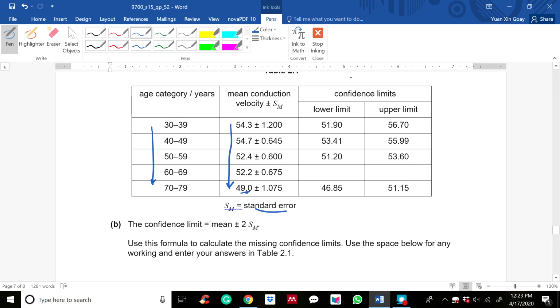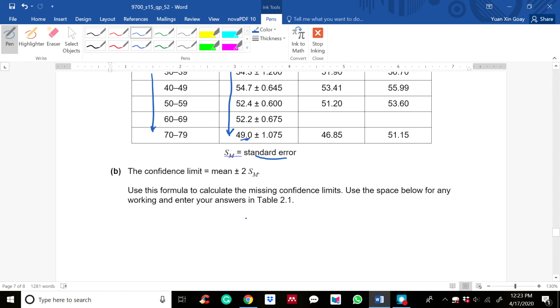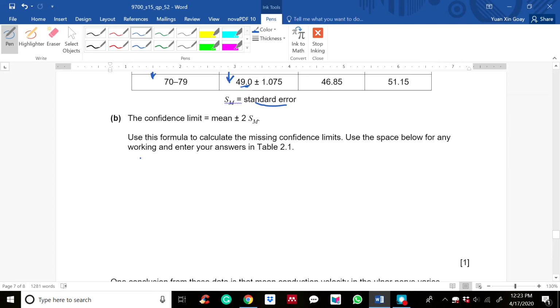The confidence limit is equal to mean plus and minus 2 standard error. Using this formula to calculate the missing confidence limits, use the space below for any working and enter your answer in table 2.1. So you only need to fill in for the age group of 60 to 69. So you need to calculate upper and lower limit.